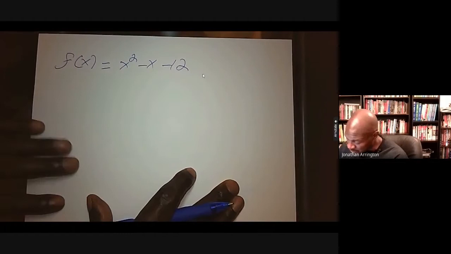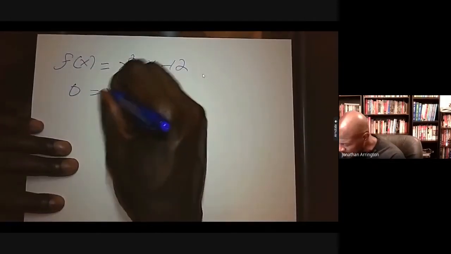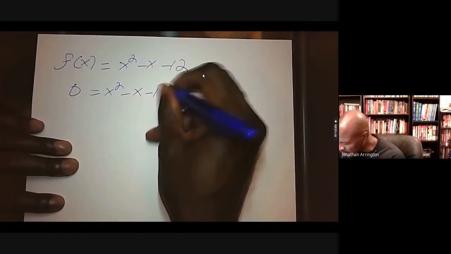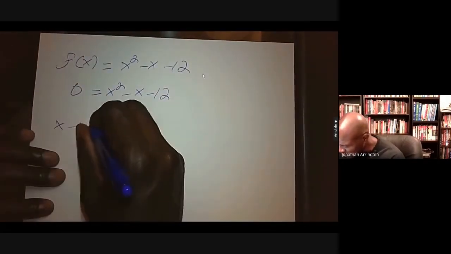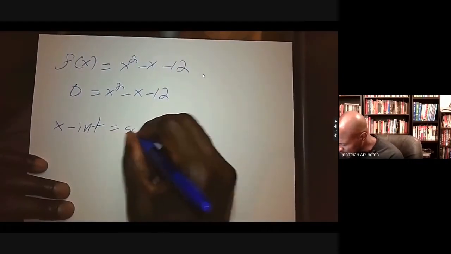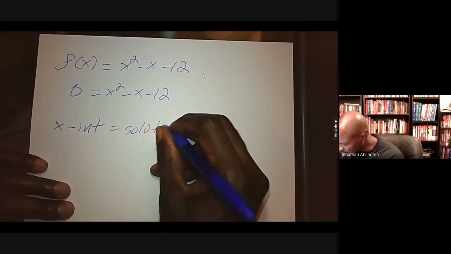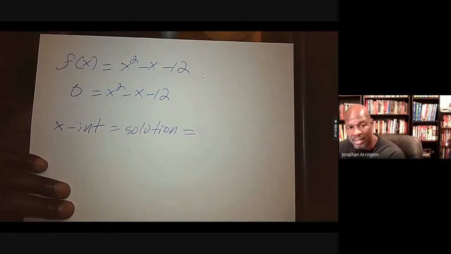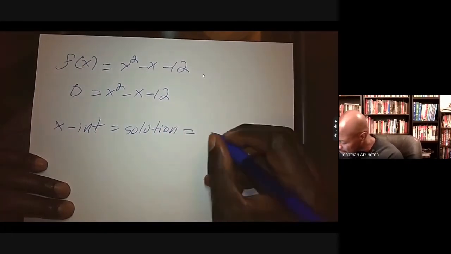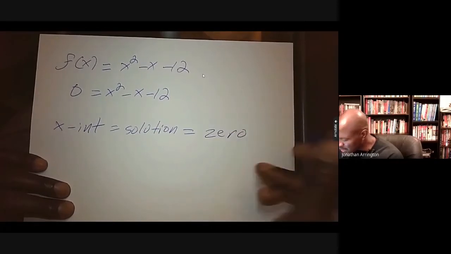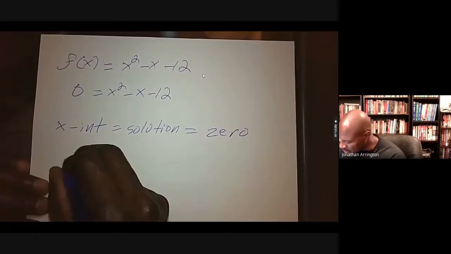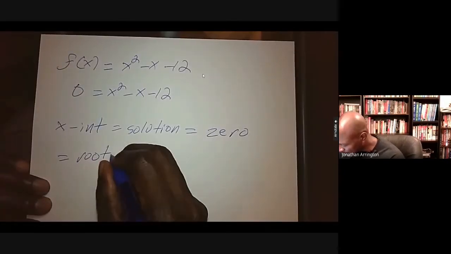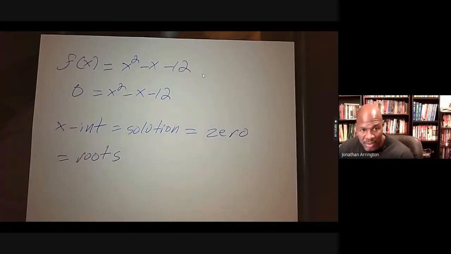If I plug in 0 for y, basically what I'm doing is I'm just solving the equation. And that's why x-intercepts are synonymous with solutions. So when you find a solution of an equation, it's like finding the x-intercept of the graph of that equation. They're also called zeros because it's the value of x that makes the function equal 0, or roots. So an x-intercept is really like a solution for a particular problem.